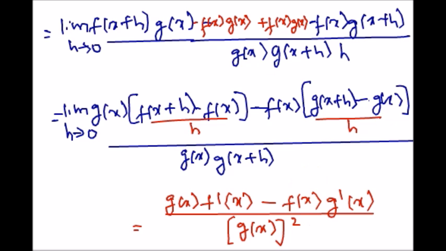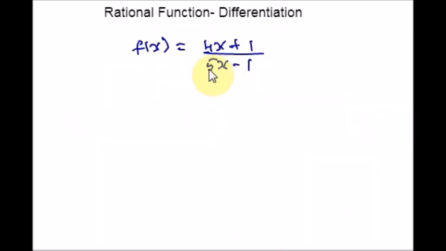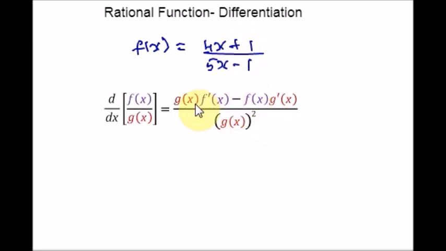Okay, now let us move on to some examples. Here is an example. We are supposed to find the differentiation of this rational function. In this question, we have a numerator and denominator. So let us directly apply the quotient rule. Here is the formula. So just plug in at the respective places. So g of x here is the denominator 5x minus 1, f dash of x. Okay, let me write it.